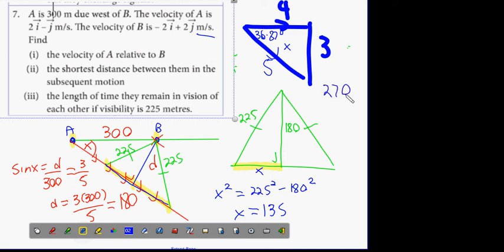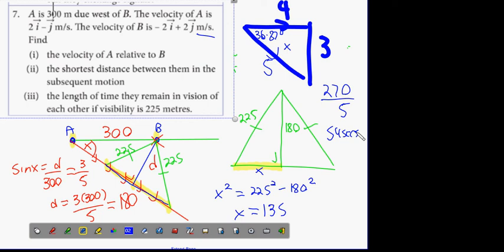It's 270. And you got to remember, it covers a relative distance of 270 meters when they're within 225 meters of each other. You divide this distance by 5, and when you divide it by 5, what do we get? 54 seconds. Anybody get that the other day? Yeah? Well done.